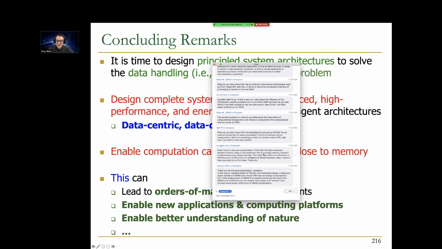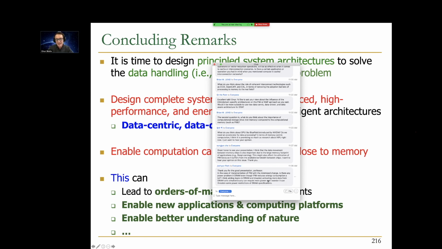Okay, Jae-Yun says, in the case of implementation of PIM with the minimized change, is there any power problem in DRAM even though PIM reduces energy consumption a lot? I think adding logic in DRAM and maybe activating more data from DRAM cells simultaneously can require more power, and I wonder if it can threaten some power restrictions of DRAM specifications. So that's a good question, and yes, in the end, nothing comes for free. If you're doing computation inside the chip, you have to pay more power. But I believe the benefits that you get outweigh the power cost.